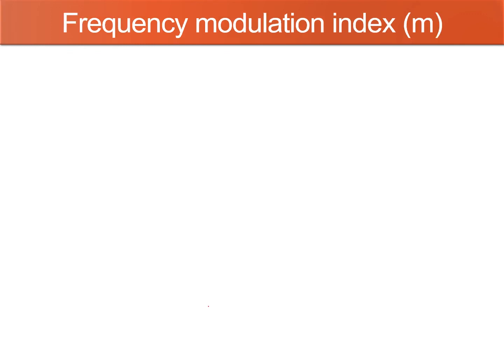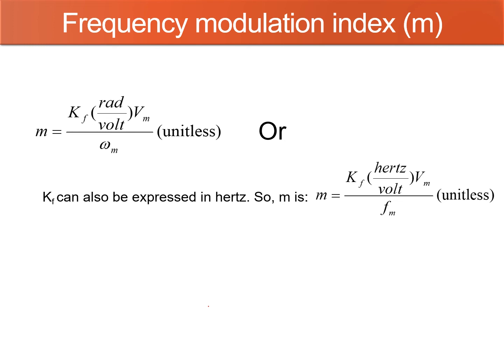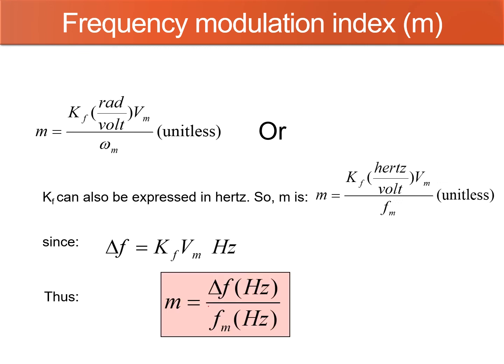So next is the frequency modulation index, M. The ratio of the frequency deviation to the modulating frequency is known as the modulation index, M. Given the formula, M equals Kf in radians per volt times Vm divided by omega m, and it is unitless. Or in terms of hertz, M equals Kf in hertz per volt times Vm over Fm. And since delta F equals Kf Vm, substituting in M, we get M equals delta F over Fm. So this M, the modulation index, is unitless or dimensionless.